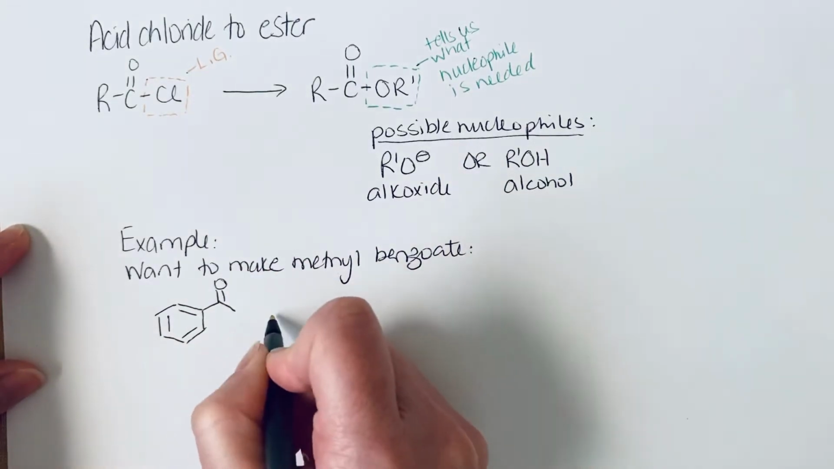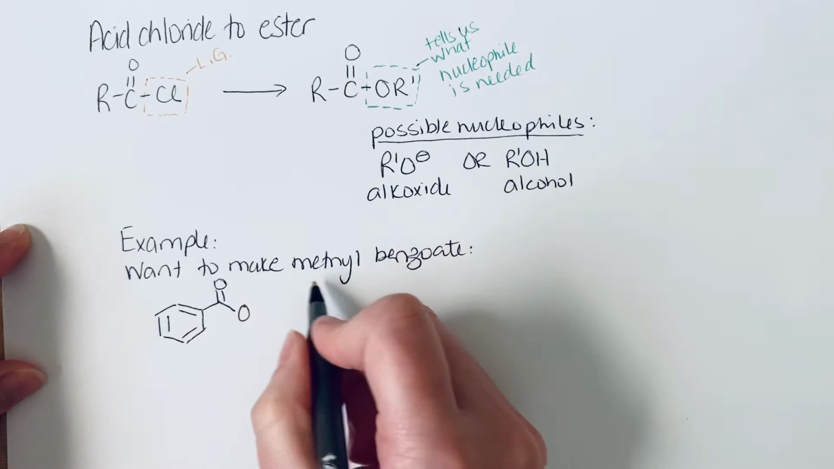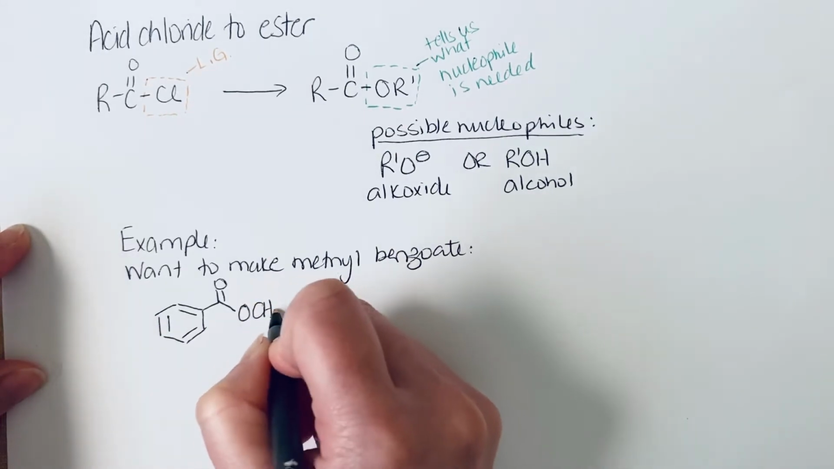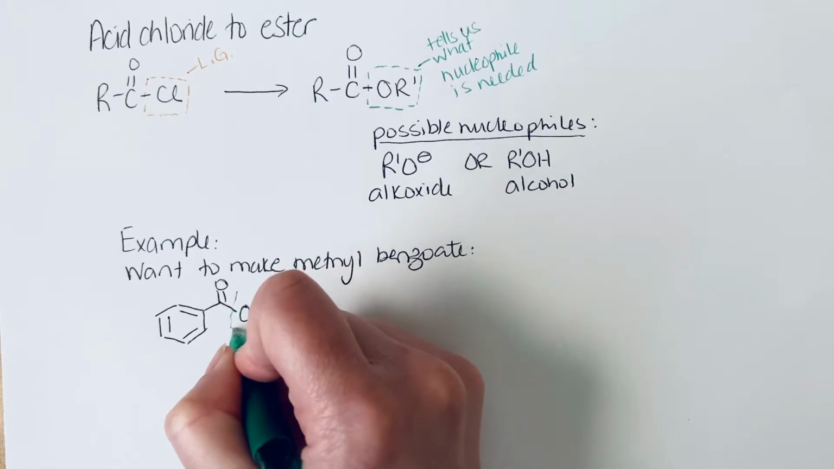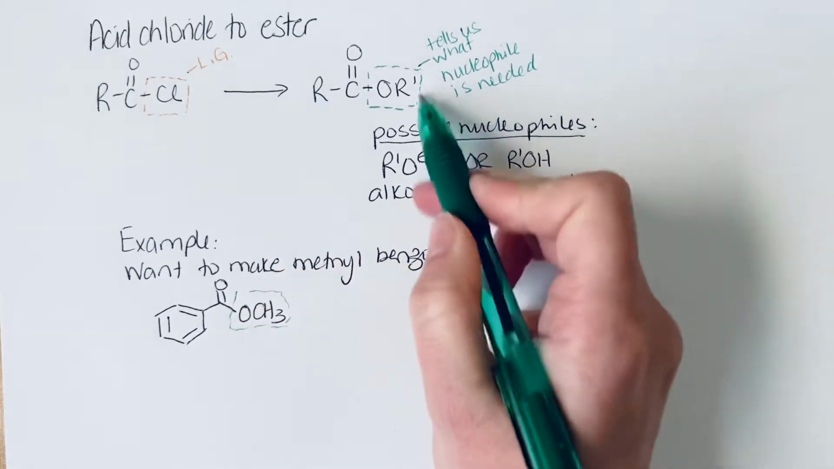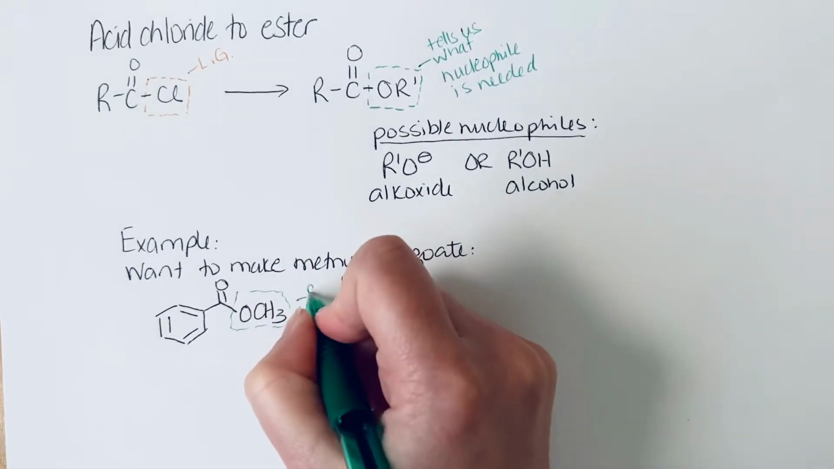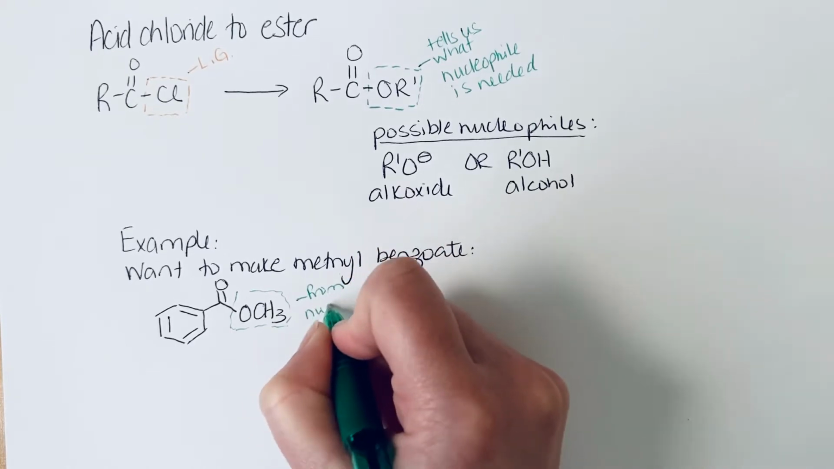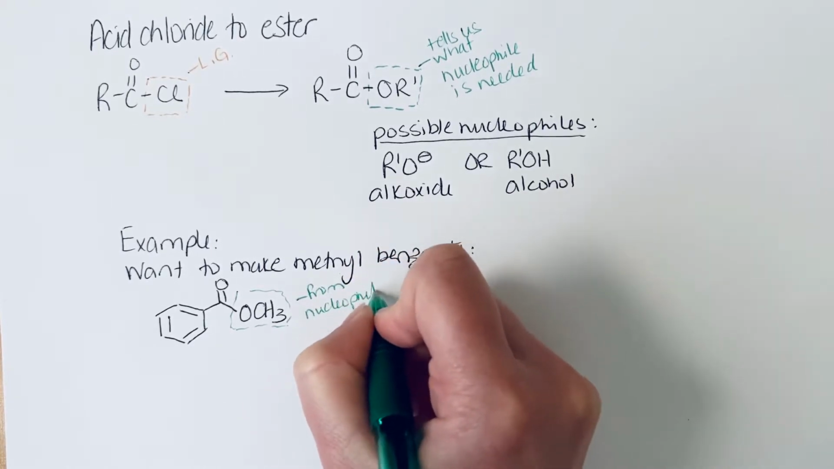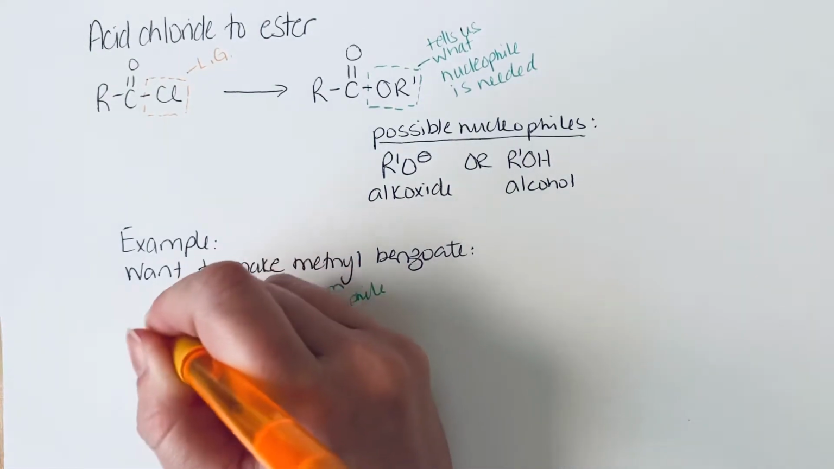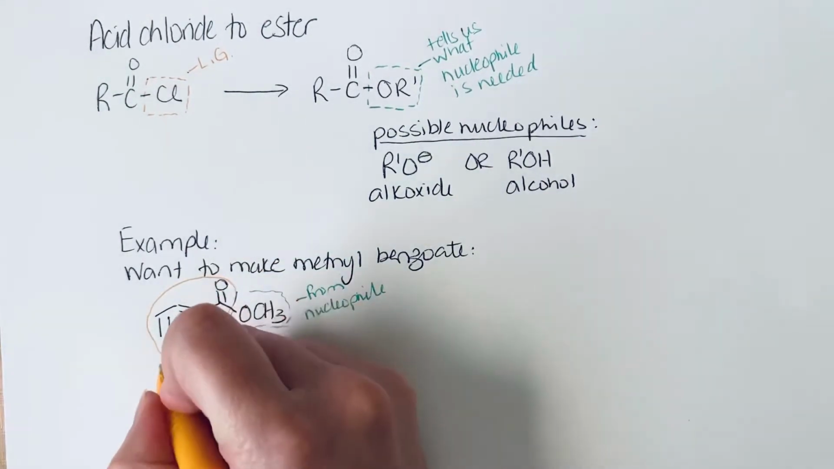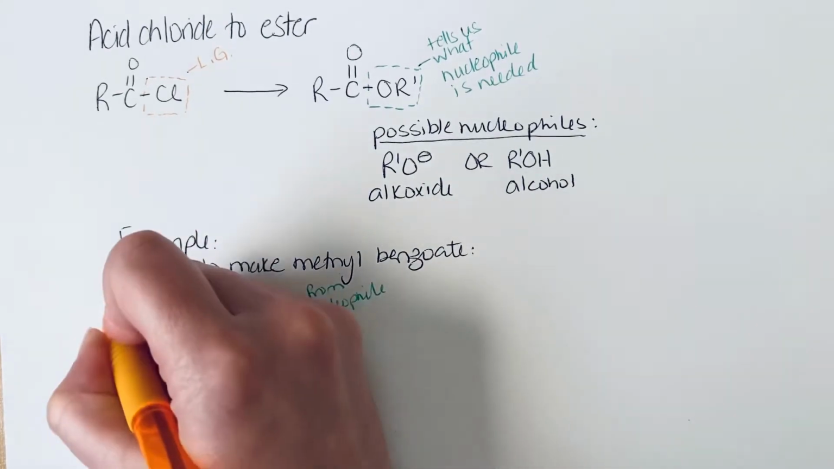Right? So if this was OH, it would be benzoic acid. So if it's methyl benzoate, we have OCH3. So if we look at what we're transforming here, this tells us that this part of the molecule is coming from the nucleophile. And the remaining part of the molecule would be coming from your electrophile, which is your acid chloride.